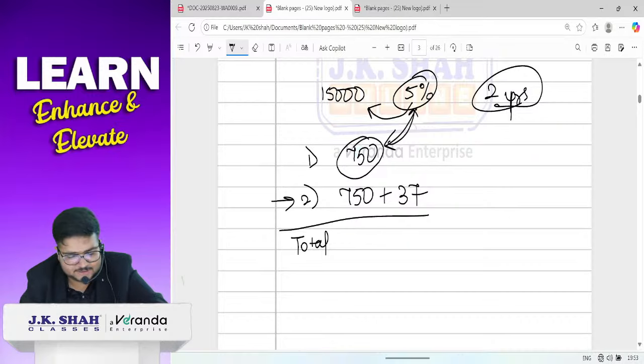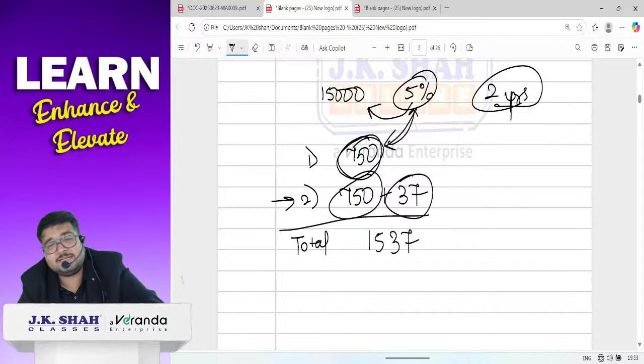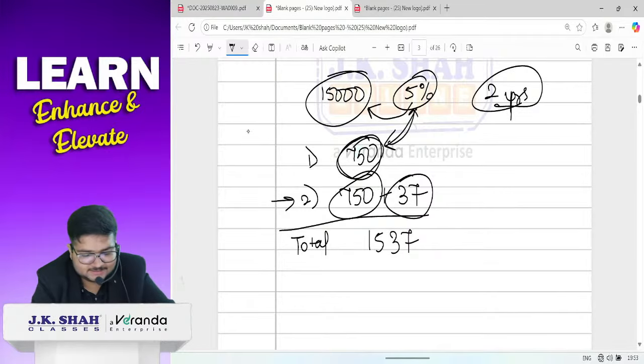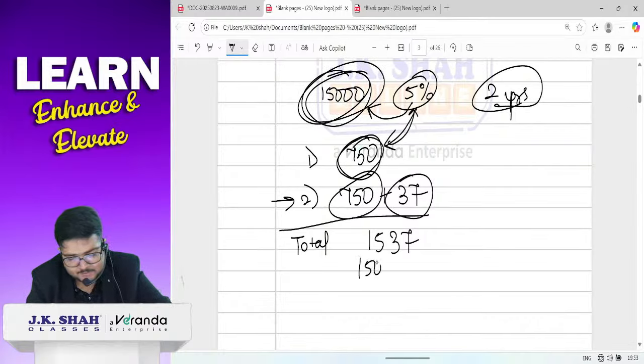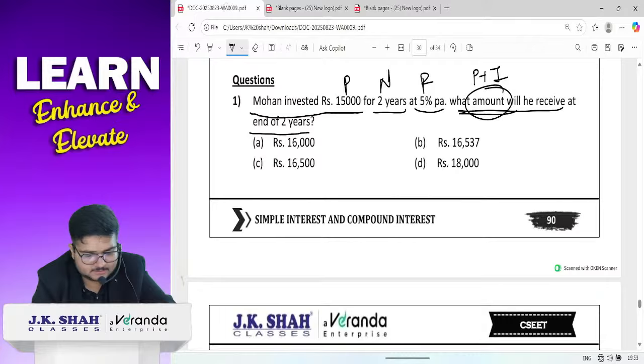So can we calculate the total compound interest? Yes. 750 plus 750 is 1500. 1500 plus 37 is 1537. But this is only the compound interest. They have asked you for the amount, so you will add the original principal of 15,000, and you will get the amount 16,537. The answer is option B.